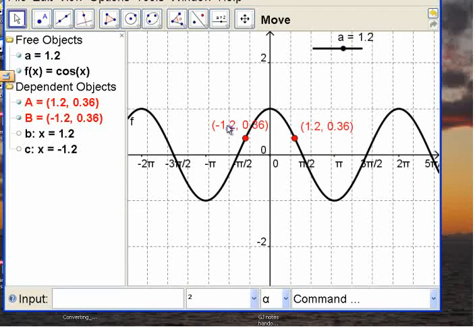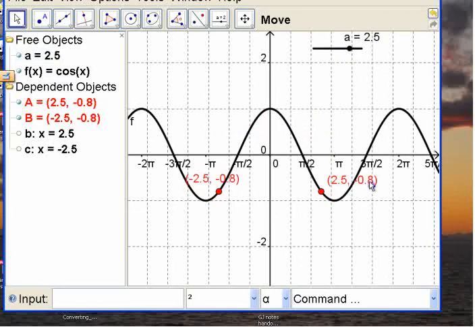For opposite x values, same function value. Whether it's positive or negative, whether the function value itself is positive or negative doesn't matter. It's the fact that they are the same.